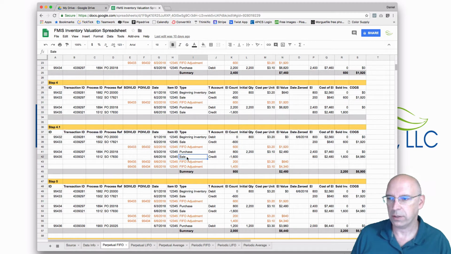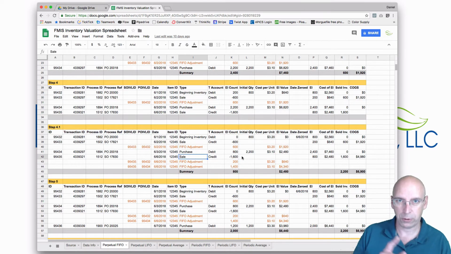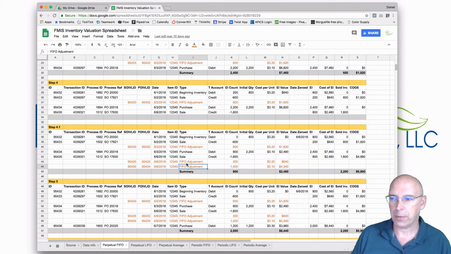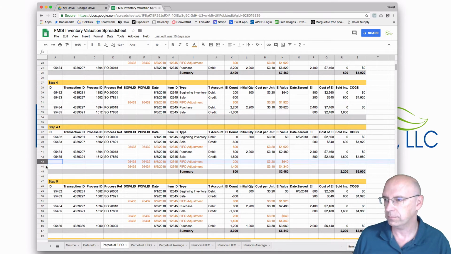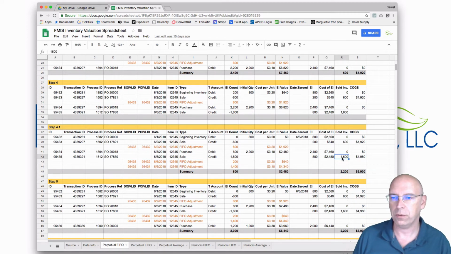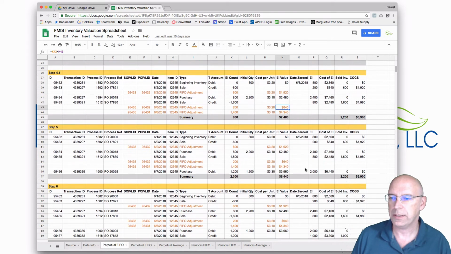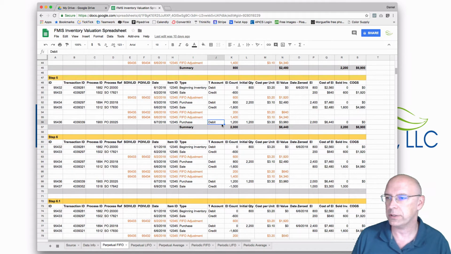This sales transaction, when we're trying to figure out the cost valuation, is going to be a combination of these two lines. So that sale of 1,600 has a cost of goods sold of 4,980. That's the combination of these two numbers, 4,980.